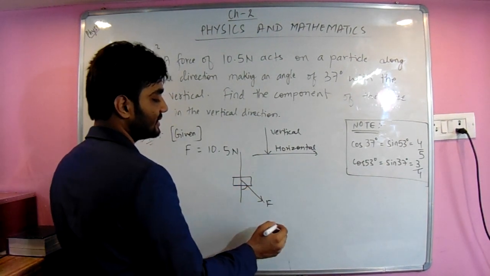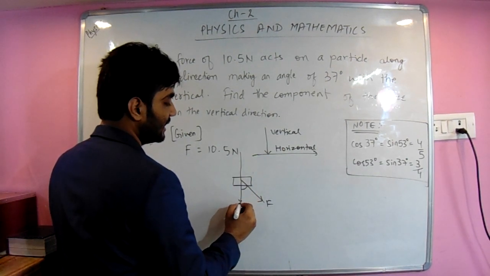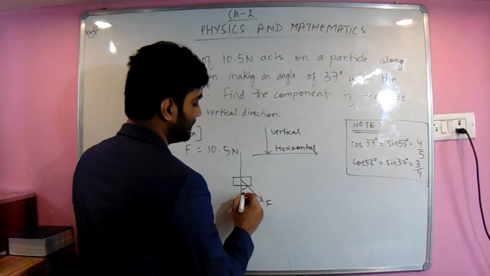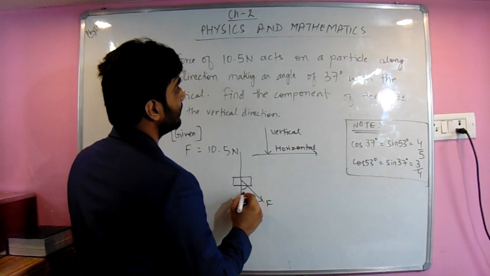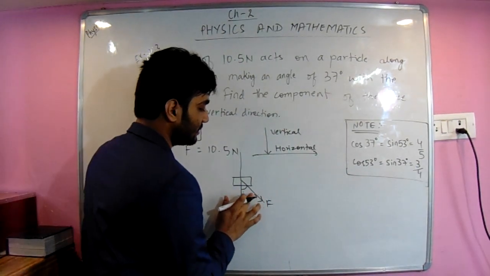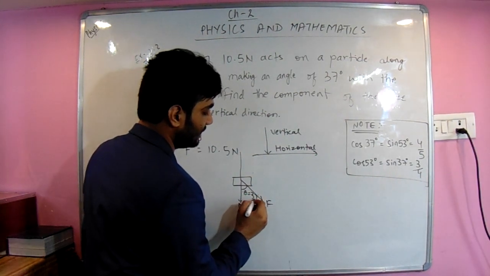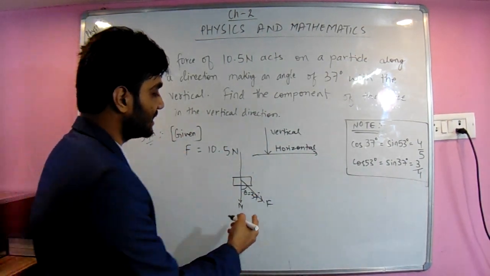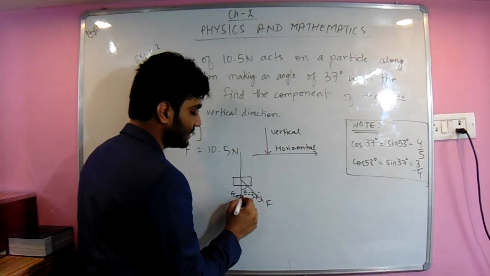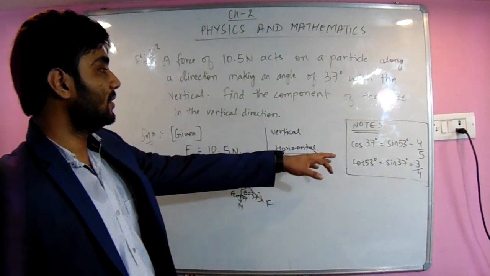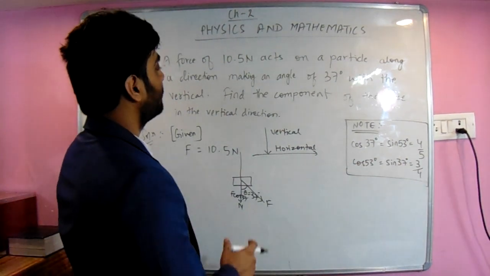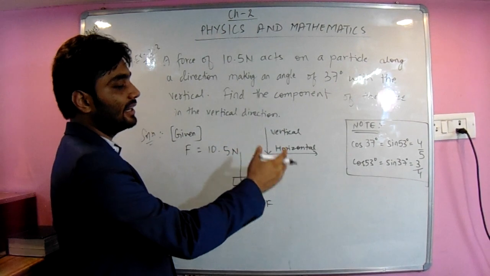So if force is like this and theta is equal to what? That is vertical and called a normal. So vertical is 37 degree. Okay, cos 37 degree. Theta is not cos 37. Theta is 37 degree. So here, by resolving this force along this normal, it becomes F cos 37 degree. So we use cos 37 value, that is 4 by 5, in this question. So find the component of the force in the vertical direction.